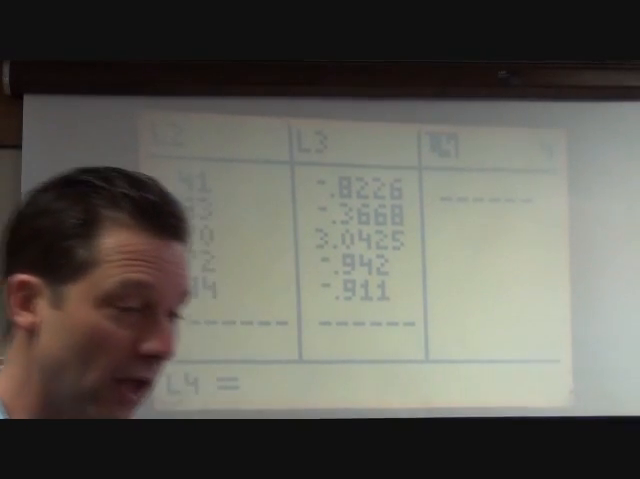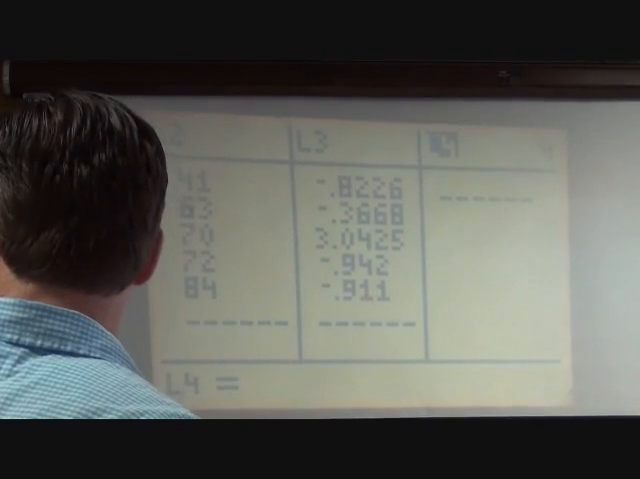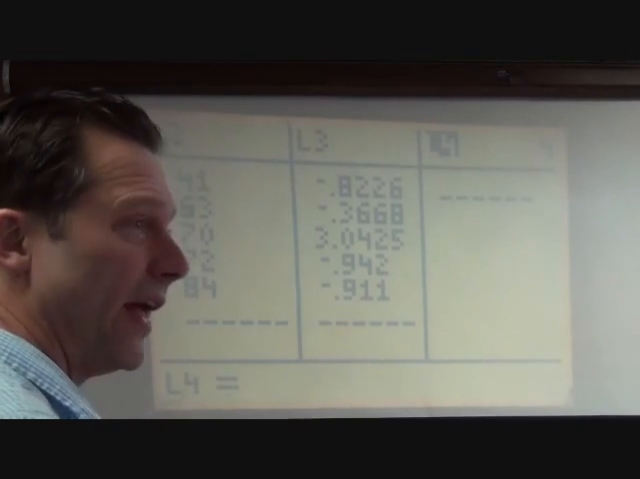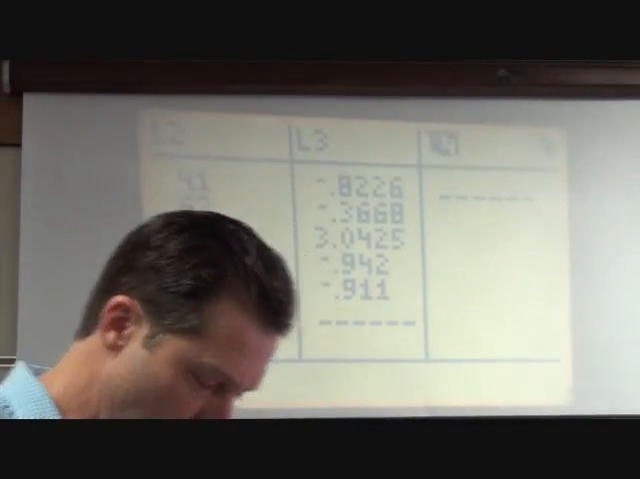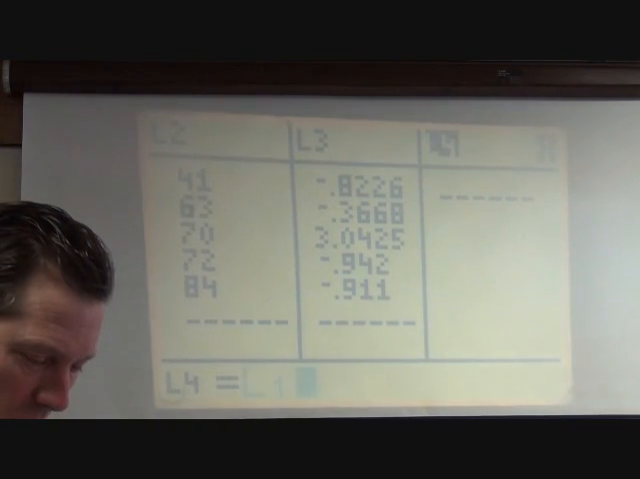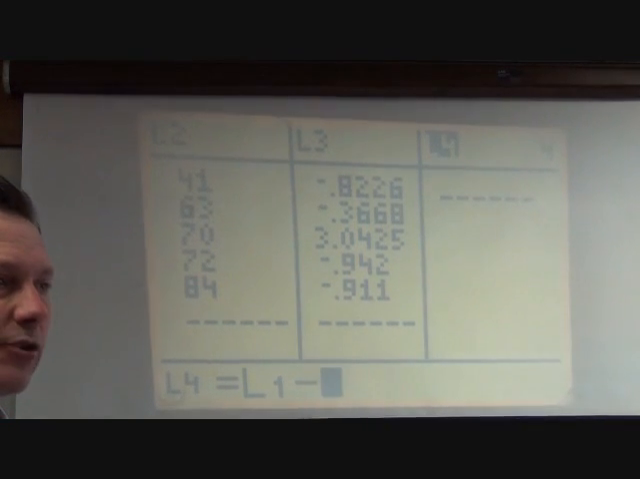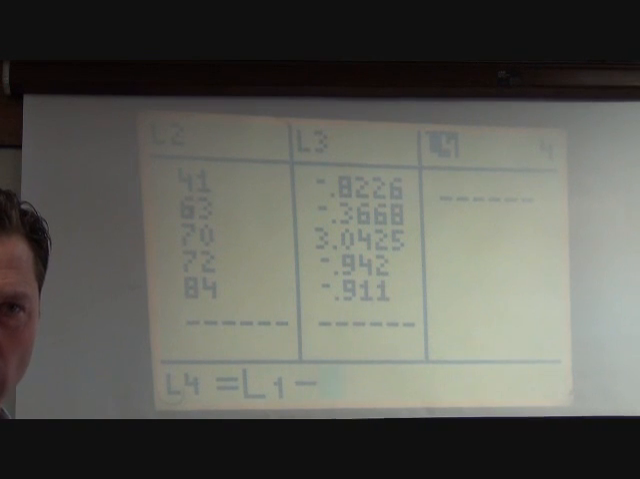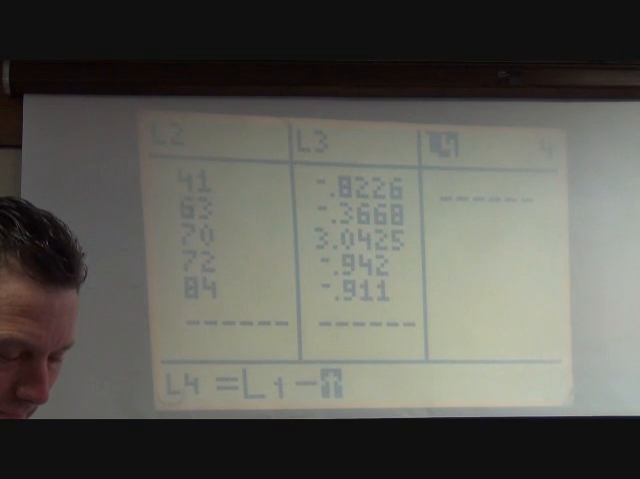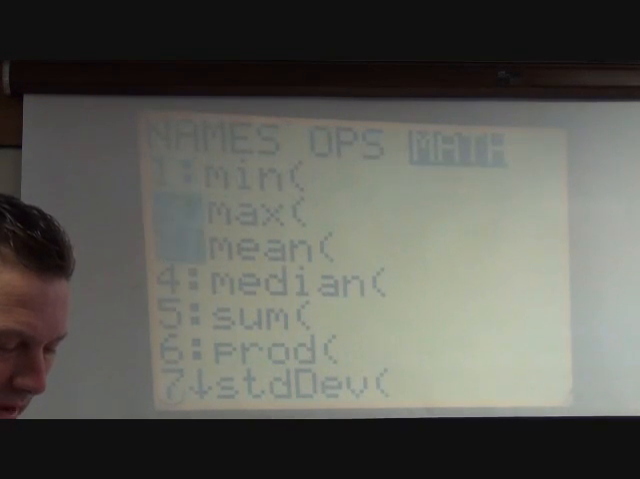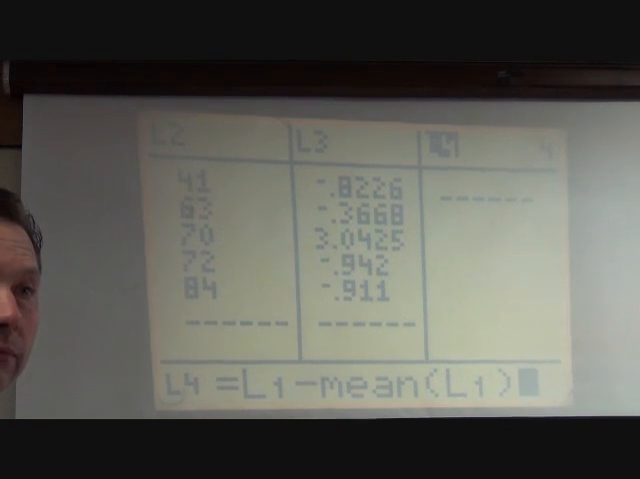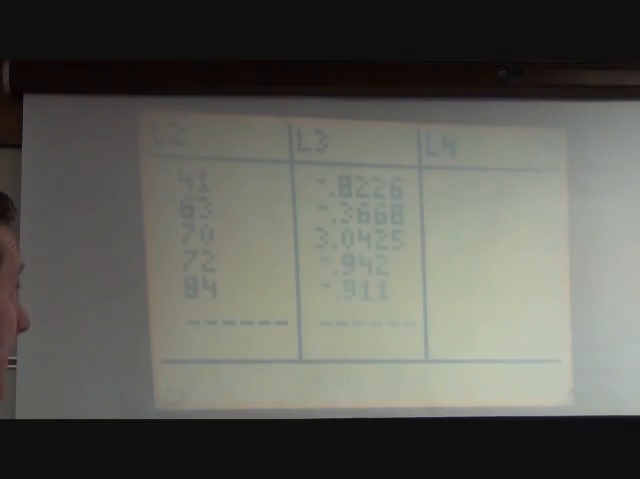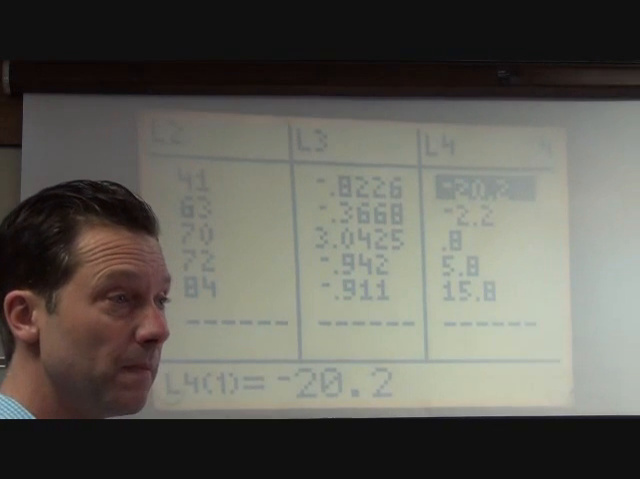All right, let's do it together if you're lost. What that formula says is I've got to take all the numbers in L1 and subtract the mean of the L1s. So L1 minus the mean, and there's a way you can get the mean. We did this before on your calculator. It's in list. Go second stat, over to math, down to mean. That's one way to do it. Those are all the deviations.